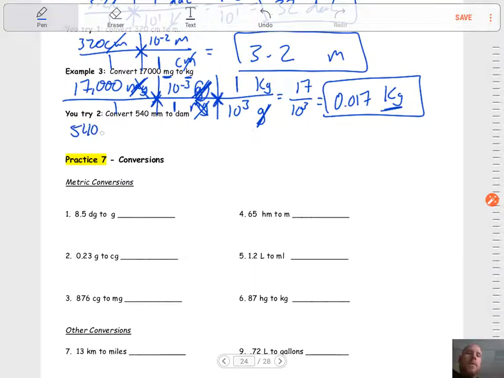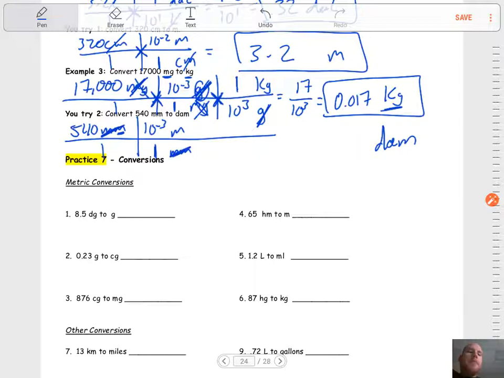So 540 millimeters. I'm trying to get to decameters. Okay, set up my T-chart. I'm going to go back to my base unit first. My root word is meters. So I want to get to meters first. So millimeters is going to go on the bottom. 1 millimeter, 10 to the minus 3rd. Because again, milli means that you multiply the root by 10 to the minus 3rd.